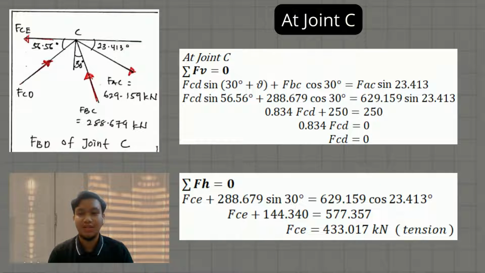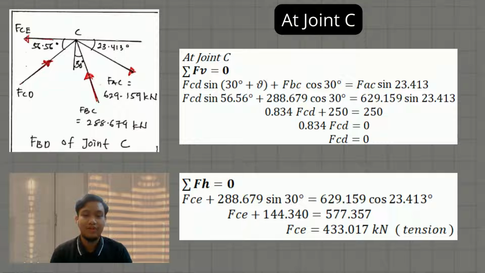Lastly, at joint C, we must resolve the force into Fx and Fy. We find Fy equal to 0. We find FCD sin(30 degree + theta) + FBC cos 30 degree equal to FAC sin 23.413. We replace theta and FBC with the answers that we got, and then we will get the answer with FCD equal to 0.